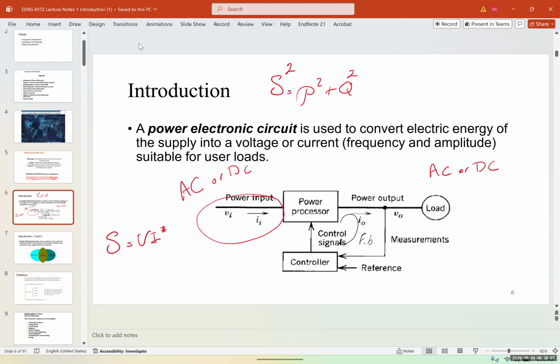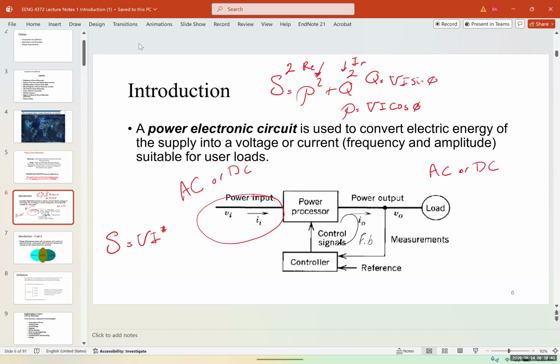Now, what is real power related to? VI cosine of phi. And what is imaginary power? Yes. So this is our real power, and this, as you mentioned, is our imaginary power or reactive power.